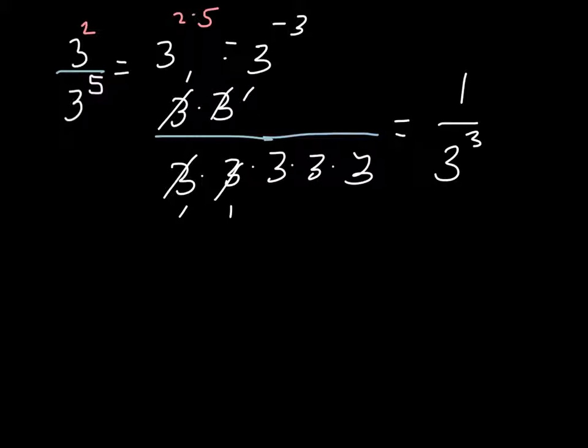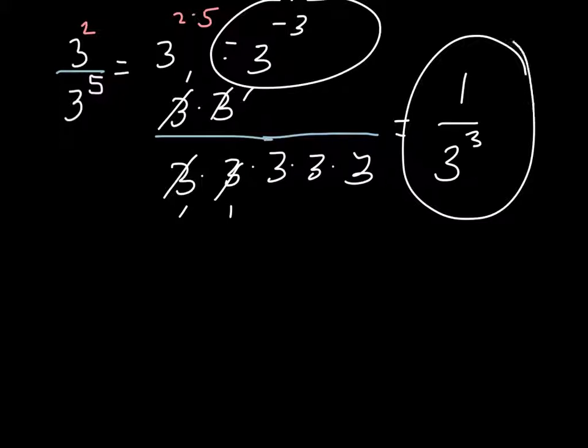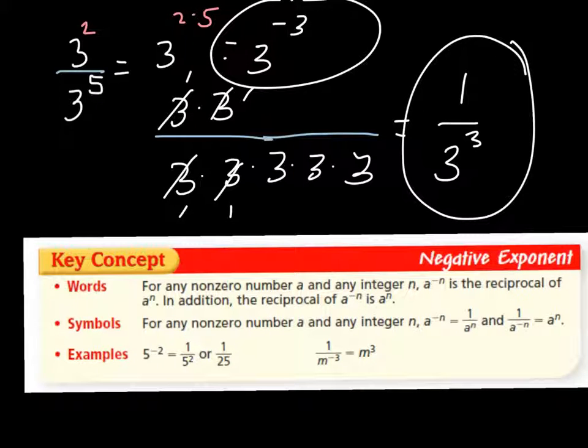So here's our correlation. Negative exponent is the same as reciprocal. For any non-zero number a and any integer n, a to the negative n is the reciprocal of a to the n. In addition, the reciprocal of a to the negative n is a to the positive n. For any non-zero number a and any integer n, a to the negative n is the same as 1 over a to the n, and 1 over a to the negative n is the same as a to the n.